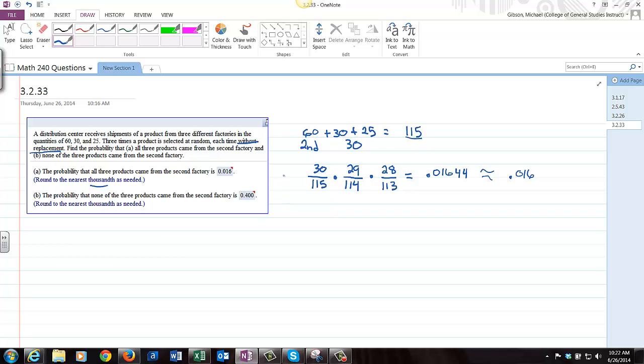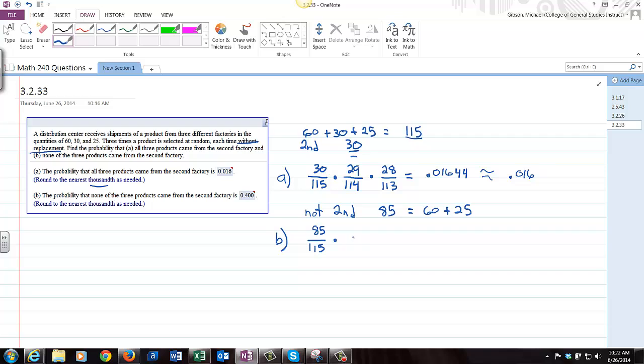Alright, so that was A. So none come from the second factory. So this time, we need to know how many are not from the second, right? Well, 30 of them were from the second, 85 of them, which is the 60 plus the 25, are not from the second. Okay, so what's the probability the first one's not from the second? Well, there's 115 shipments, 85 of them are not from the second.